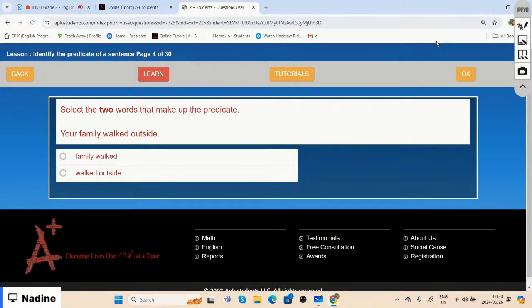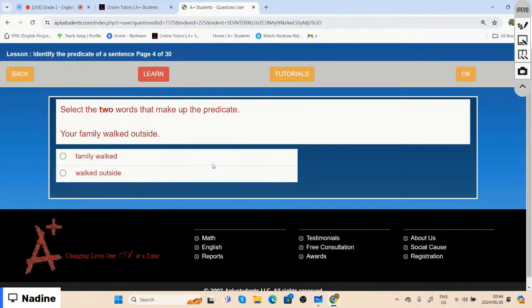We need to select two words that make up our predicate. Two words. It says, your family walked outside. Your family walked outside. So we need to say what your family is doing. Do we say your family walked, or do we say your family walked outside? Option 1 or option 2.